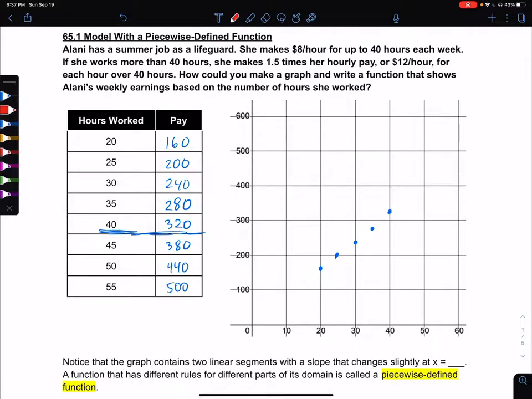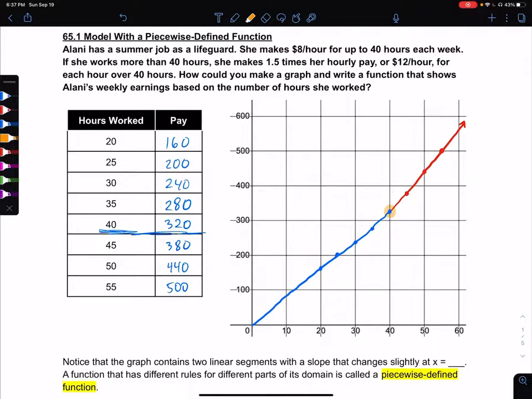All right, and I'm actually going to change colors because we're talking about the overtime rate now, anything over 40 hours. 45 goes up to 380, so that would be right there. 50 is at 440, again trying to be as accurate as possible, and 55 is right at 500. So if we connect our dots here, we have something that looks like that, and something that looks like that.